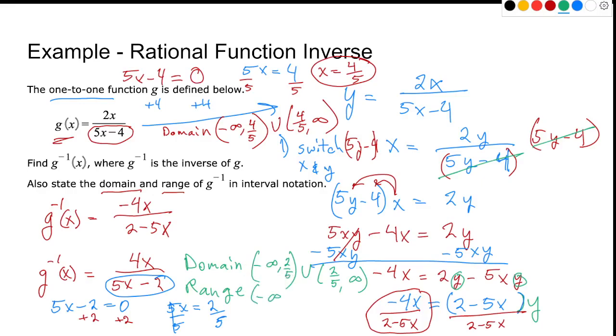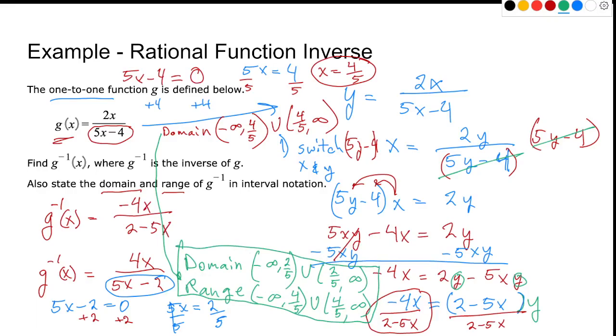So that's negative infinity to 4/5 union 4/5 to infinity. And that's how I just said, okay, this thing has to be the range. So there we go.